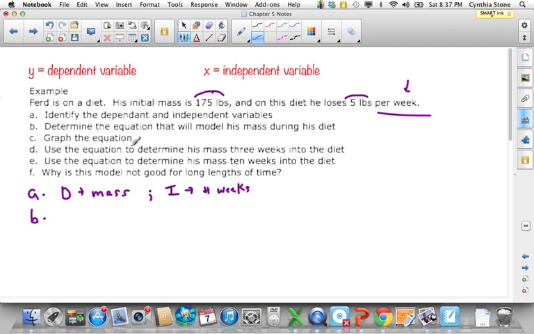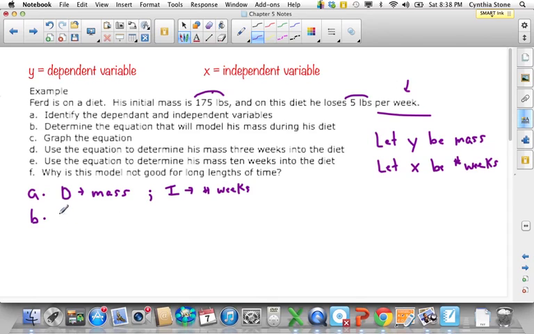Okay, determine the equation that will model his mass during his diet. So let's say let M be mass. You know what? I'm not going to say M, I'm going to say Y, because we've said that Y is dependent, right? So let's say Y is mass. I'd like to have M for mass, but we'll say Y is mass because we know that Y is the dependent variable. And we'll let X be number of weeks. So now we can write our equation in terms of y and x.